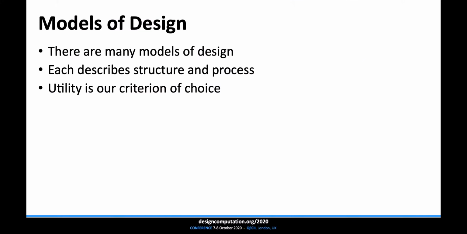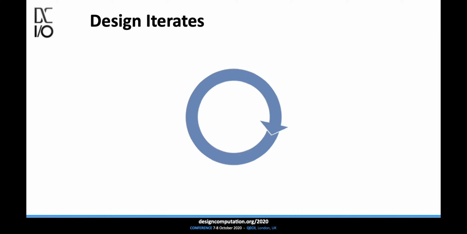In building D.Star, we used a model of design. Now, there are many models of design. Each describes some structure and process in design, and each has utility, usefulness in certain contexts. Our model of design is the design iterates. It goes in cycles.